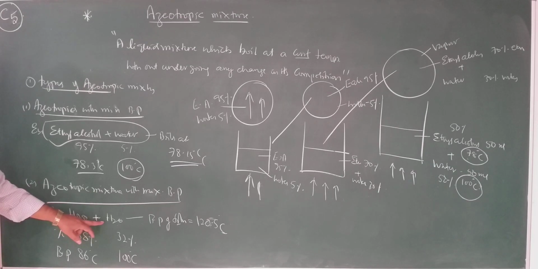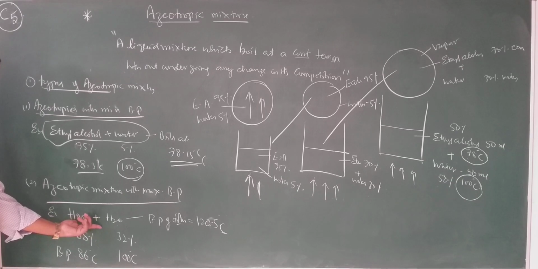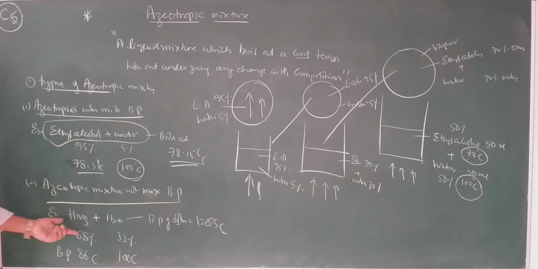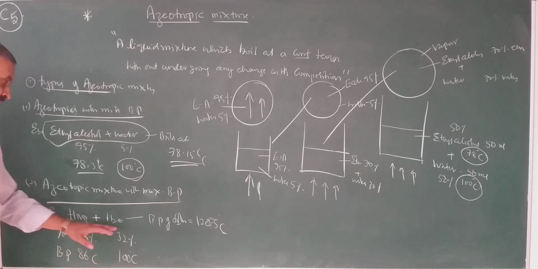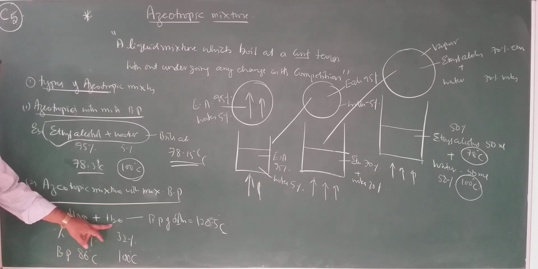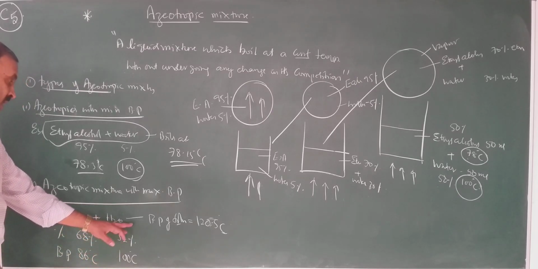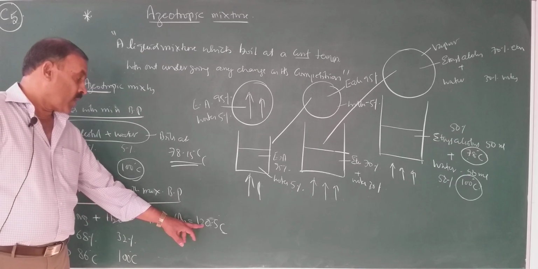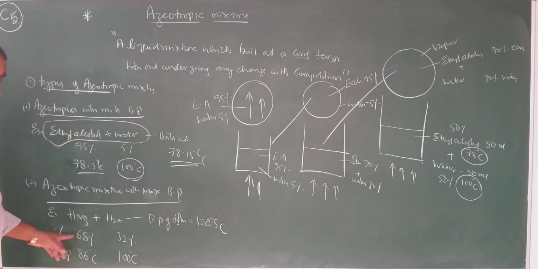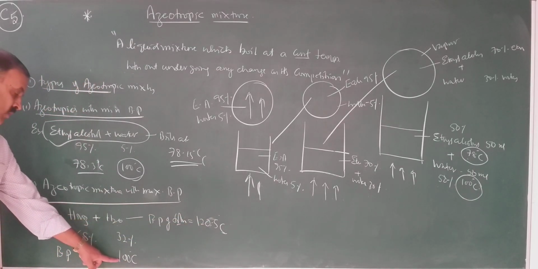Example, HNO3 plus H2O. It is a liquid mixture with negative deviation. Ethyl alcohol plus water is an example for liquid mixture with positive deviation. Here 68% HNO3, you have to mention the percentage as well as the boiling point of pure liquids and the boiling point of the azeotrope. Look here, the boiling point of pure HNO3 is 86 degrees centigrade, boiling point of pure water is 100 degrees centigrade, whereas the boiling point of the solution is 120.5 degrees centigrade, which is greater than HNO3 as well as water.